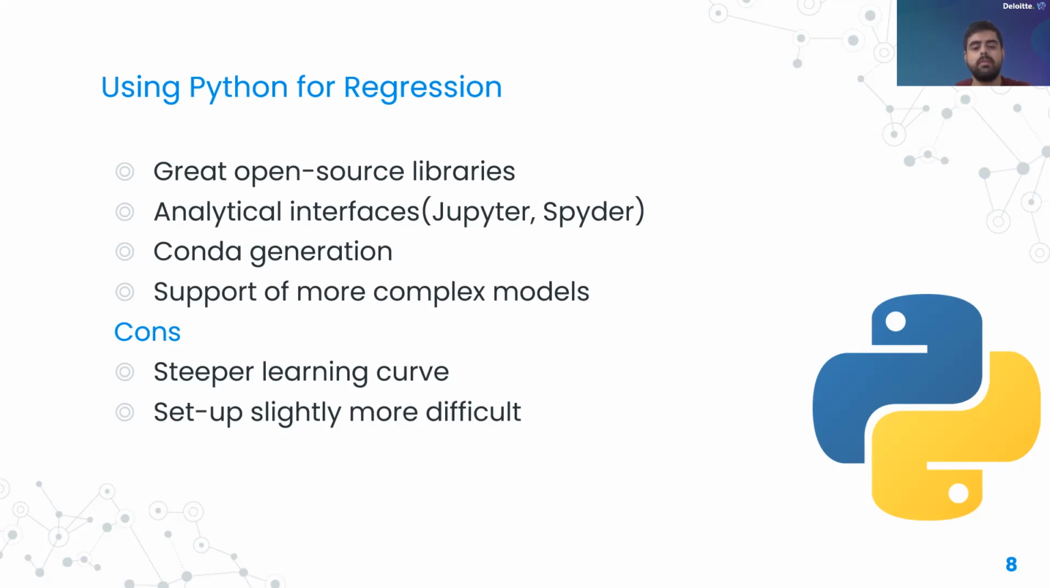And then you have the support for more complex models. Right now we are going over regression, but if you've ever wanted to play around with things like k-nearest neighbors or even neural networks, Python has support for all of those, and it's widely used to create those. Some of the cons when it comes to using Python is there is a steeper learning curve, and setting it up will be slightly more difficult than Excel. Excel is a lot nicer in that sense.